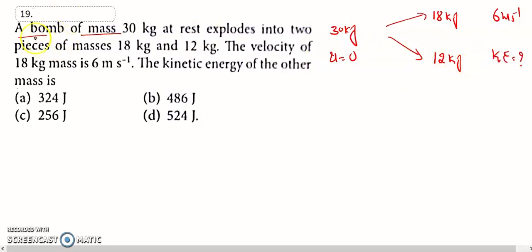So now this problem is similar to the last problem. You have to solve it at home and comment your answer in the comment box. So let's move to the next question.